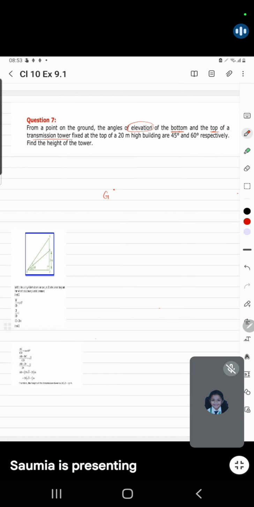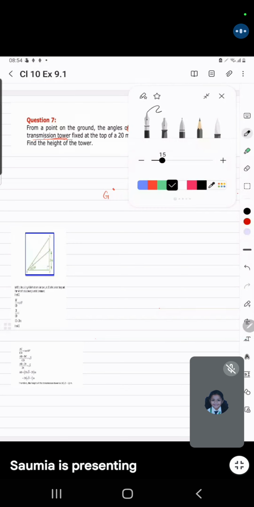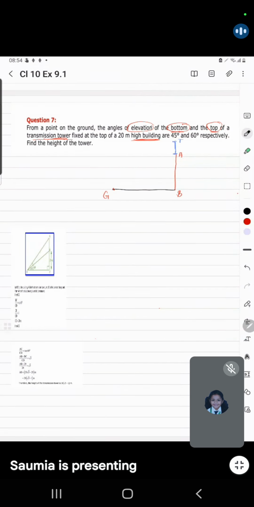Now let us see what they are saying. There is a ground, and from the ground, somebody is looking at the bottom part of the transmission tower and the top part also. And this transmission tower is kept on a building. That means there is a point on the ground, and in front of the point there is a building. Let us say AB is the building, and on top of the building there is a transmission tower. Now this is my complete figure.